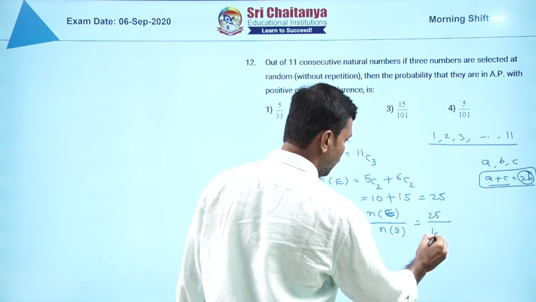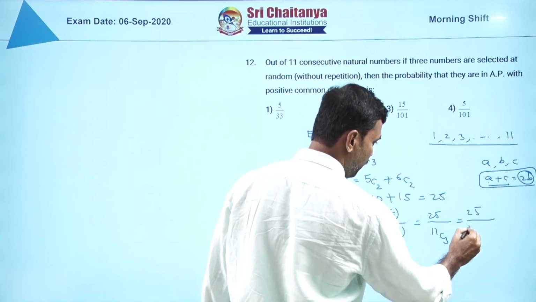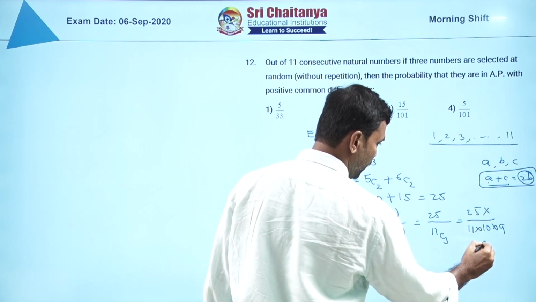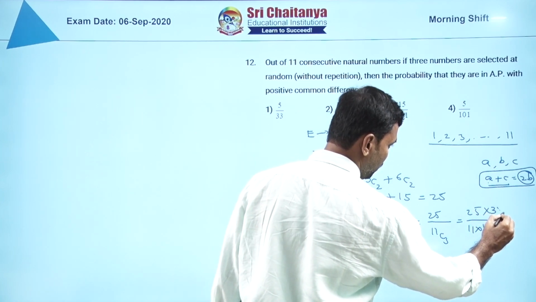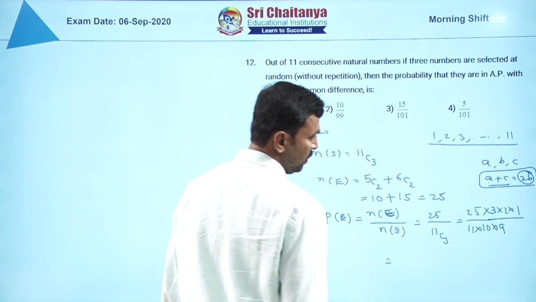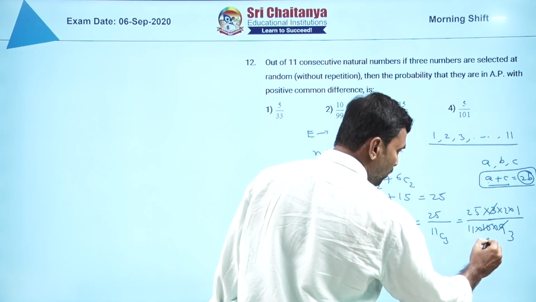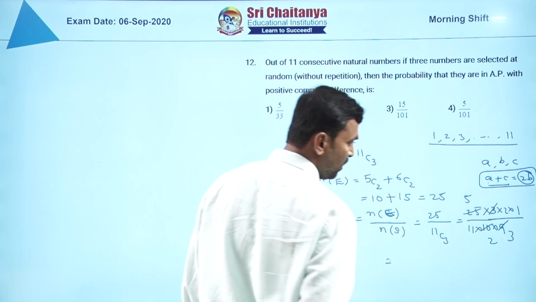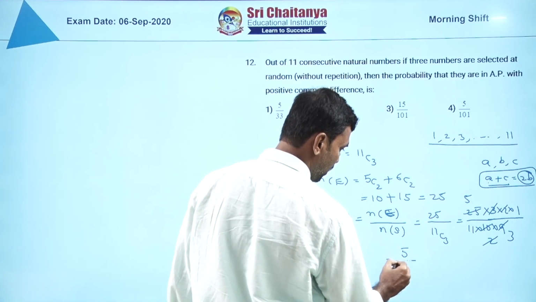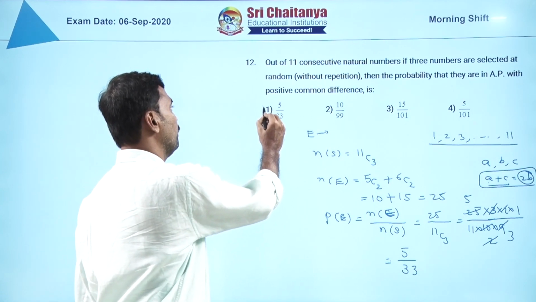25 by 11C3. The value is 11 into 10 into 9 divided by 3 factorial, which means 3 into 2 into 1. 3 ones are 3, 3 threes are 5 twos are 5 fives are... 2 gets cancelled, 5 by 33. So, the first option is the correct option.